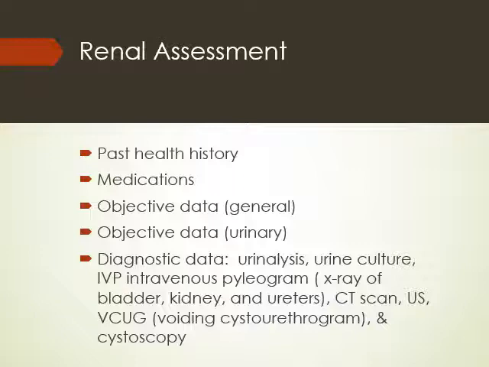KUB, which is just an x-ray of that area, so you don't have to worry about any contrast. CAT scan, always find out if there is contrast involved, and remember, in NCLEX land it will say it in the question. Ultrasound, voiding cystourethrogram, and cystoscopy.